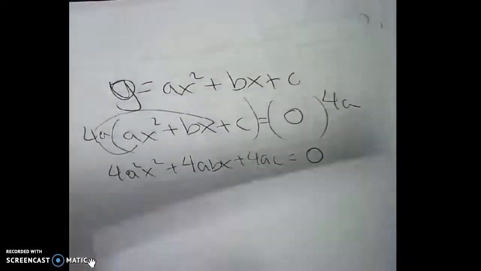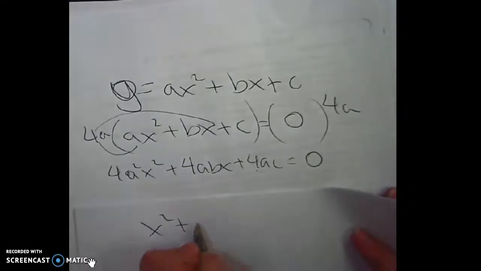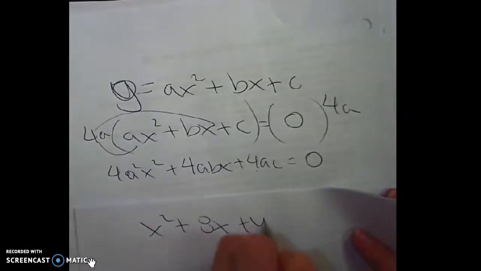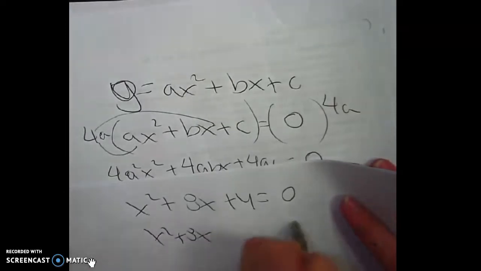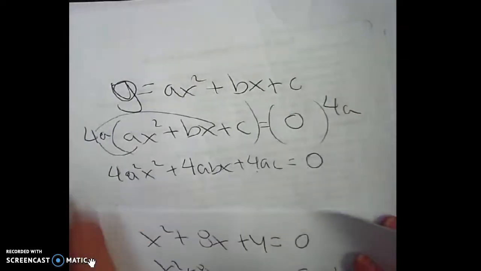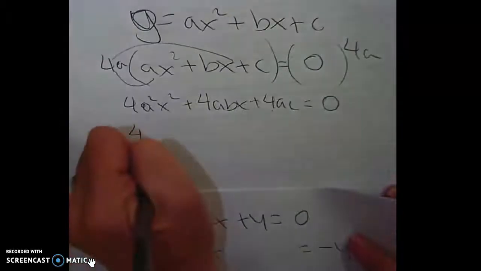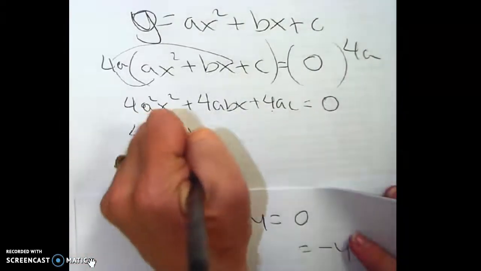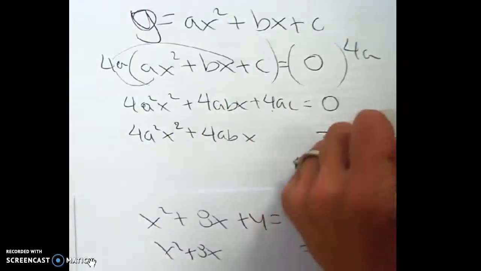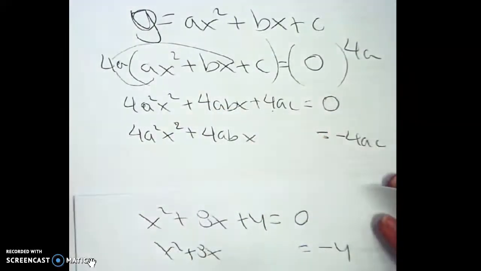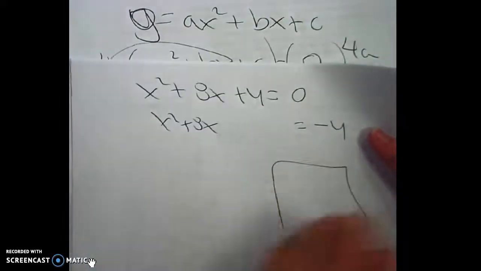So remember when if we had x squared plus 8x plus 4 equals 0, the first thing you did was you moved that over. So you're going to take this and move it over. So 4a squared x squared plus 4abx equals negative 4ac. And then remember the next thing you did is you would make a box.